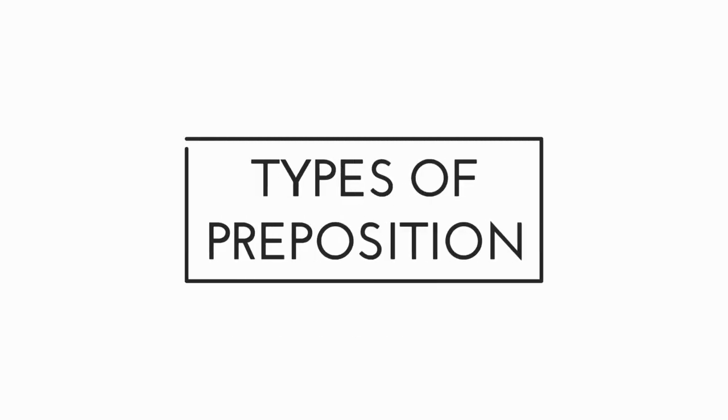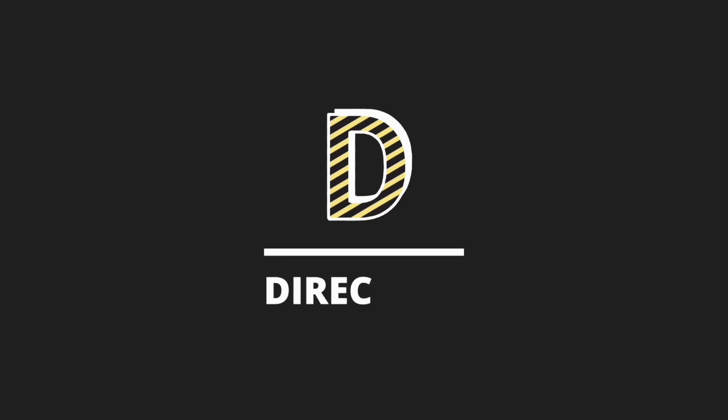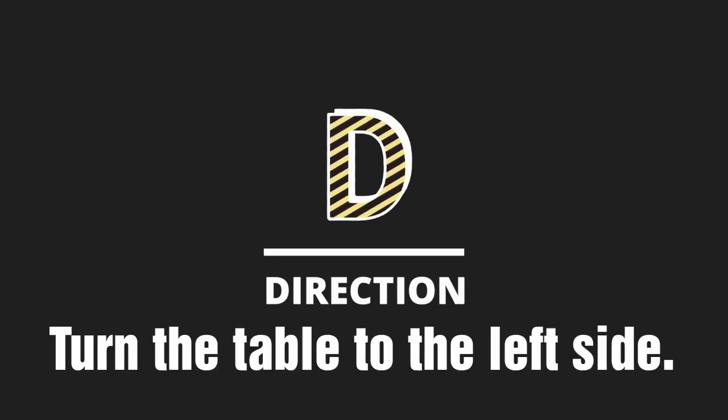Now, here are the types of prepositions. The first is the preposition of direction. In this example, turn the table to the left side. So the preposition is to, which shows a direction to the left side.